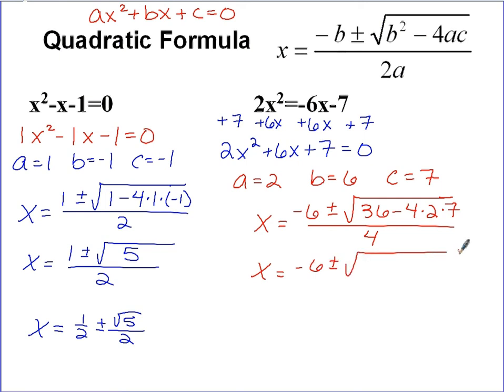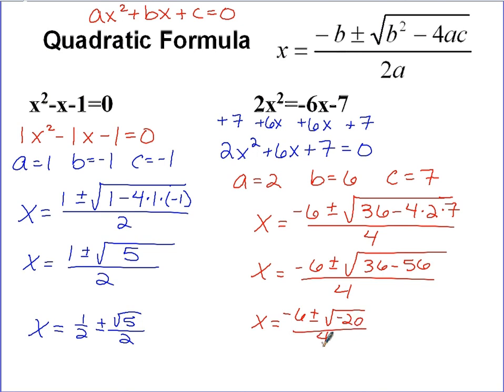So as I simplify, I've got 36 minus something. What do I got here? I've got 4 times 2 is 8 times 7 is 56. So I've got 36 minus 56. -6 plus or minus the square root of -20 over 4.